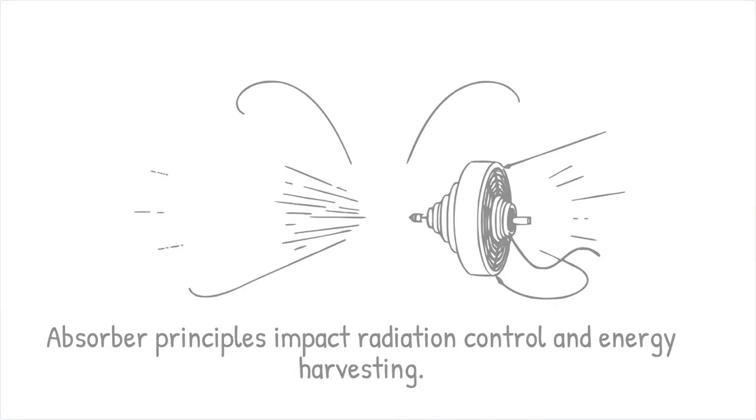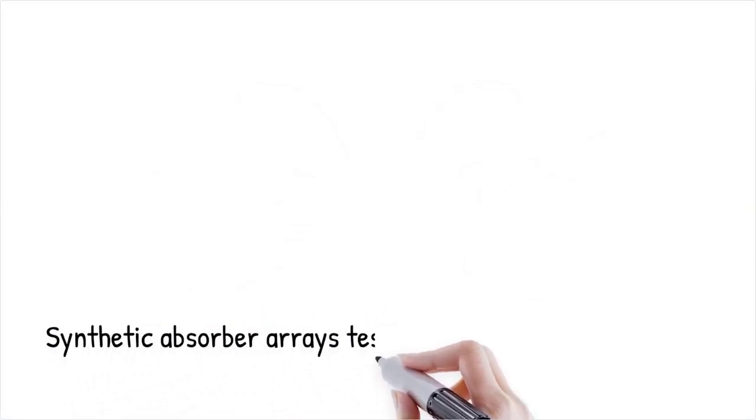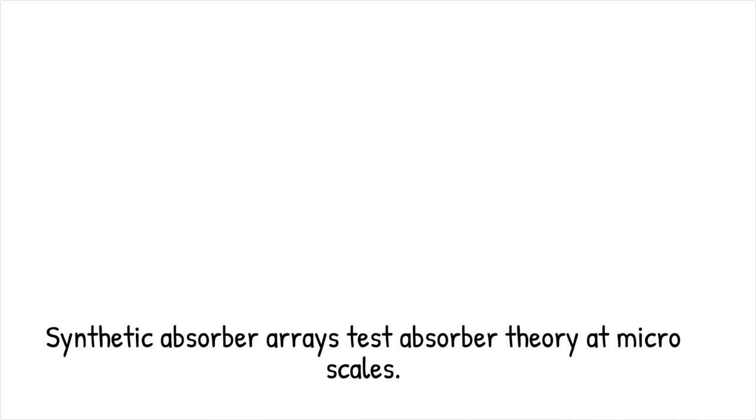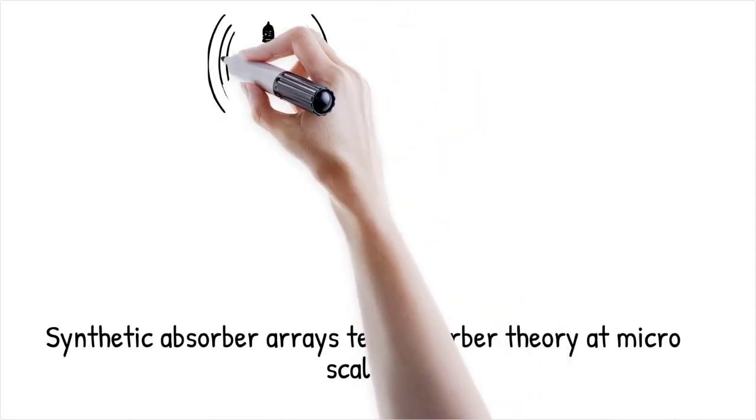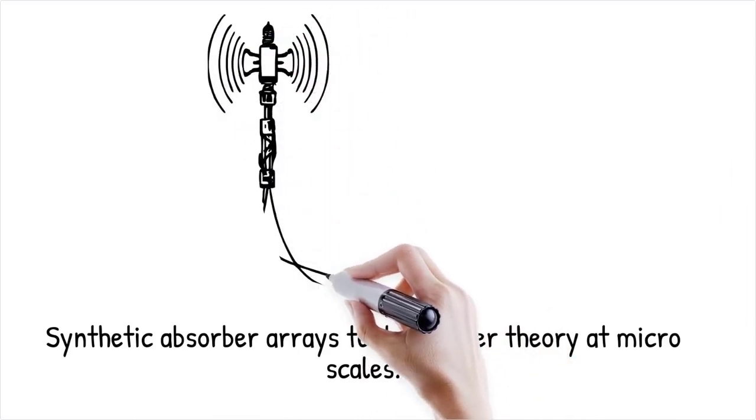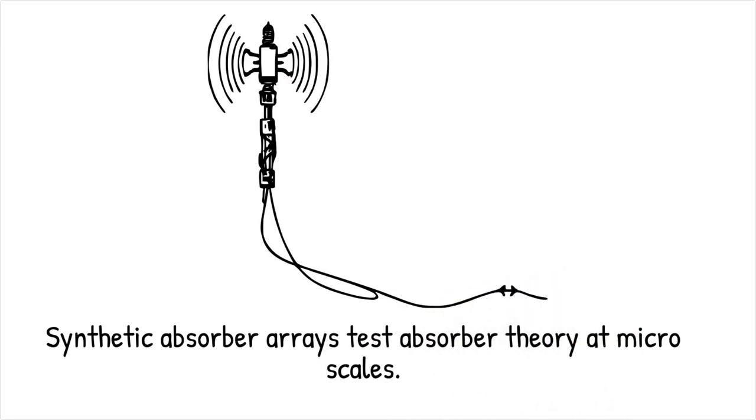Synthetic absorber arrays are being designed to manipulate radiation reaction forces on microantennas, testing absorber theory predictions at small scales. It is like crafting a custom echo chamber so perfect that you can watch how your own voice fades out in unexpected ways, revealing hidden acoustic laws.